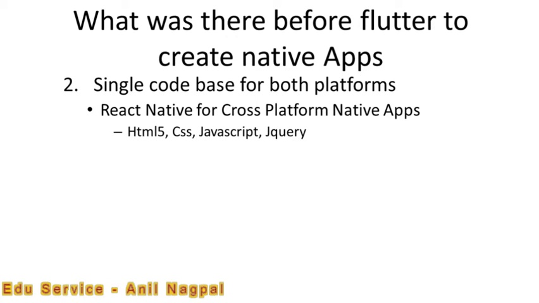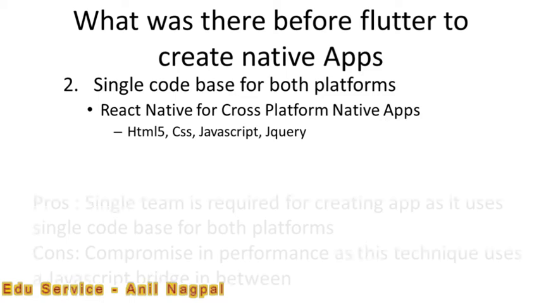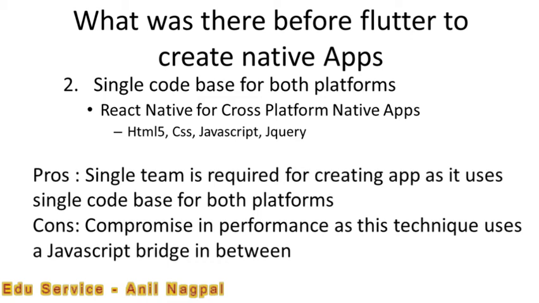The second approach is single code base for both the platforms. If we talk about React Native, it is very popular for cross-platform native apps. It uses HTML5, CSS, JavaScript and jQuery. Let us see the pros and cons of this technology. Single team is required for creating apps as it uses single code base for both the platforms, and cons is compromise in performance as this technique uses a JavaScript bridge in between.